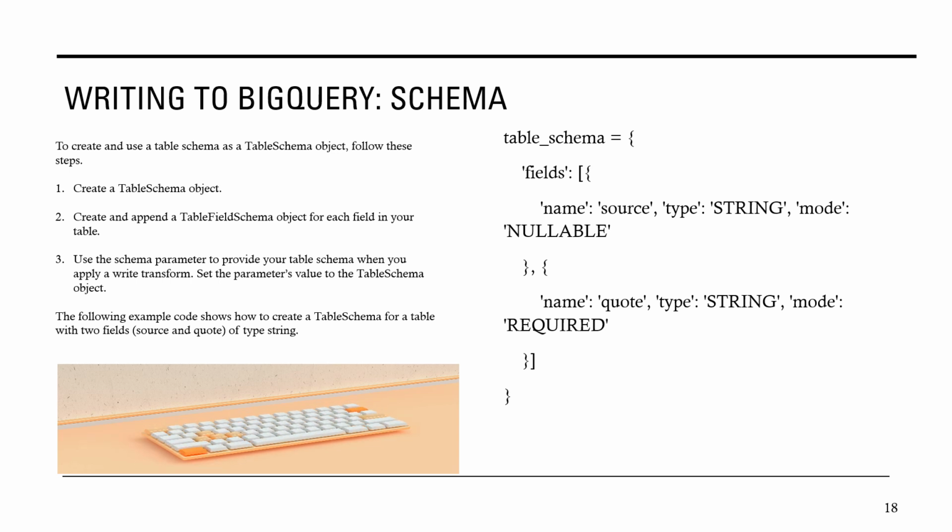To create and use a table schema as a table schema object, follow these steps. First, you're going to create a table schema object. Then you're going to create and append a table field schema object for each field in your table. Then you're going to use a schema parameter to provide your table schema. When you apply a write transform, set the parameter's value to the table schema object. The following example code shows how to create a table schema for a table with two fields, source and quote, of type string.